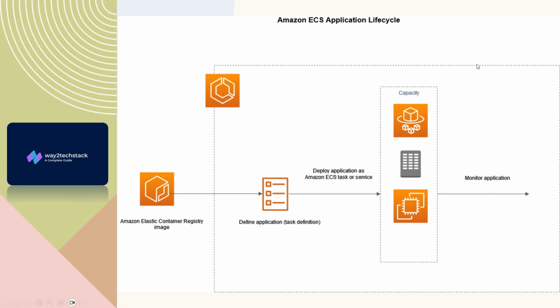This is the basic workflow of how to deploy an application on an ECS cluster. Just remember ECR, task definition. After that, we have to create a task or a service. Both will try to create a task, but if I use just a task, it is standalone. It is an independent component.